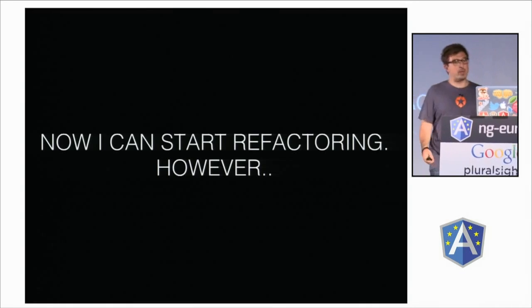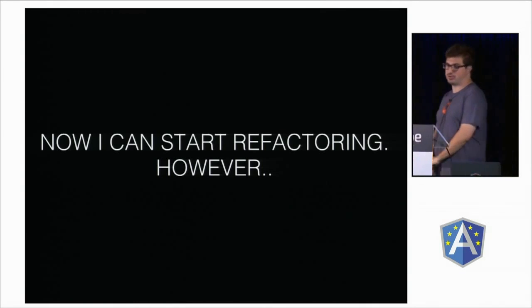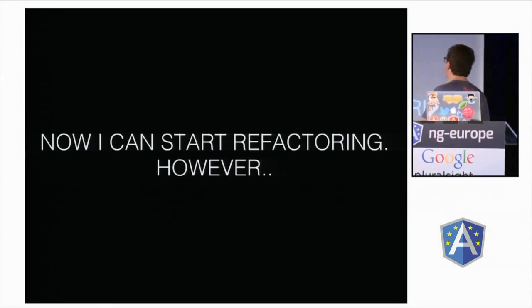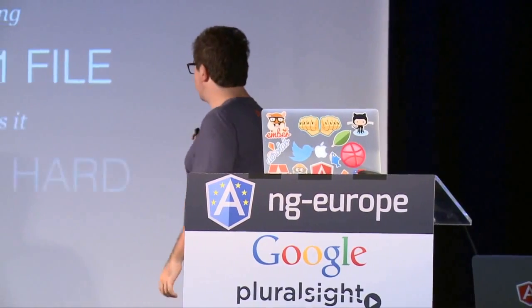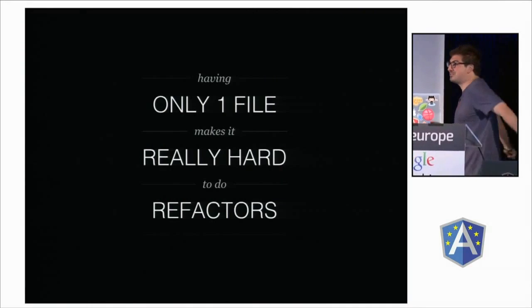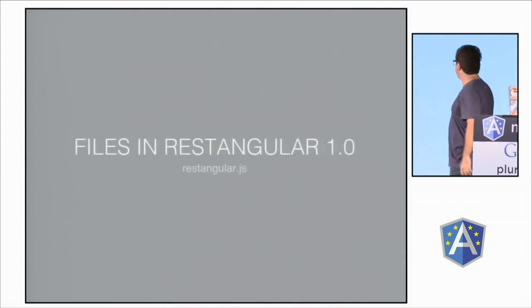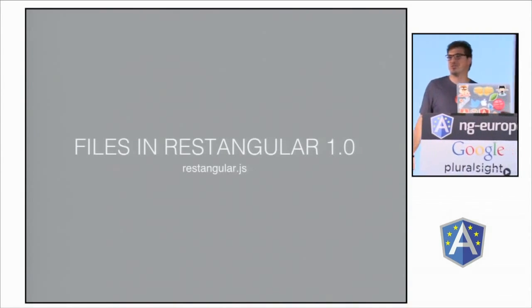So now that we understand how everything works, we can actually start the refactor. However, there was one big problem with Restangular. There's only one file in the whole Restangular project, which is restangular.js, because it got bigger and I added new things there and I didn't split it. So these are all the files that are in restangular.js.